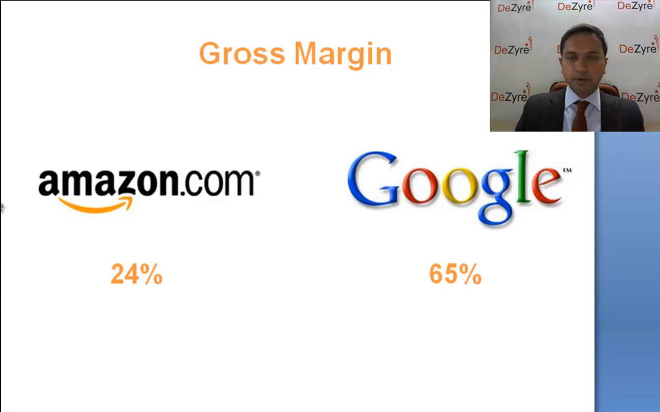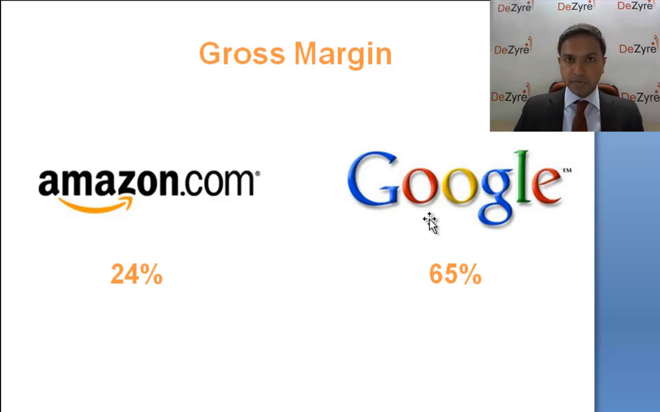Two very popular companies, Amazon.com and Google.com. Amazon.com's gross margin is 24%, whereas Google.com's gross margin is 65%. Now, anybody who's not very well versed in finance is going to look at this and say, oh my God, Amazon is a terribly run company. Their gross margin is 1/3 of what Google's is.